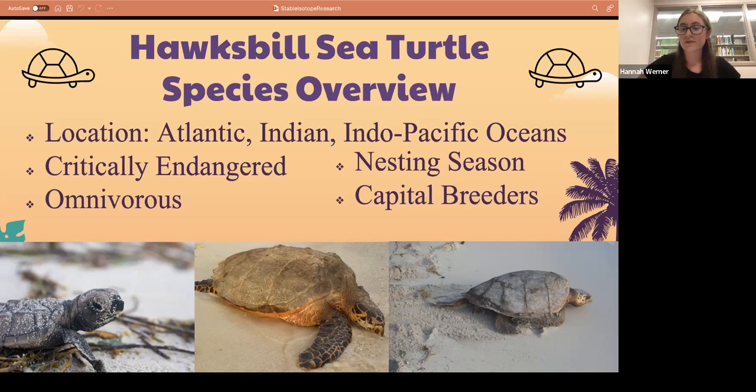And that energy capital is then used for when they migrate to their nesting beaches, where they then reproduce and they lay their eggs. So that capital breeding area is very specific to them in the way that they're building up that energy, then using it, and that's how they use it to reproduce.